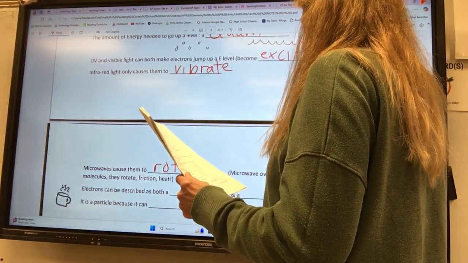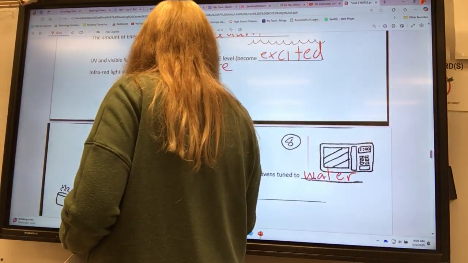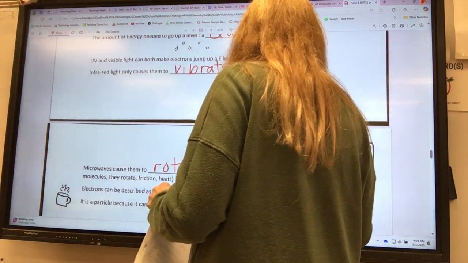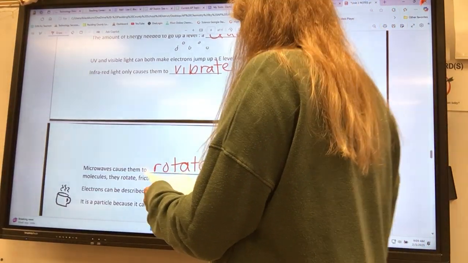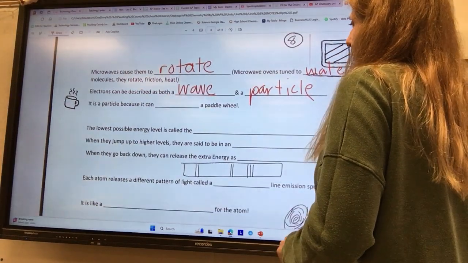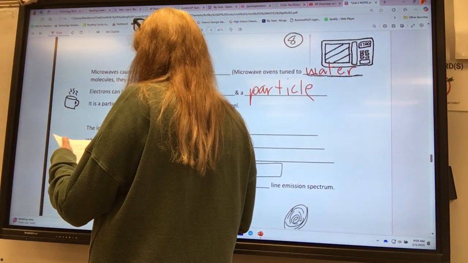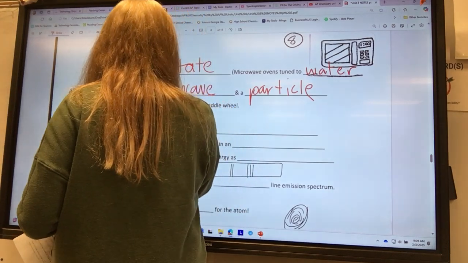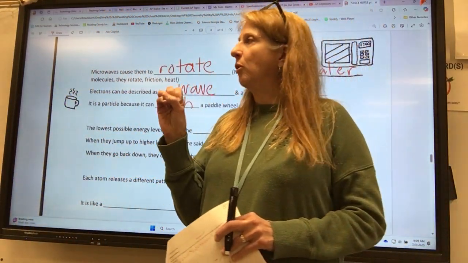So electrons can be, and I've already said this, described as both a wave and a particle. Light can be thought of as a particle also because light can spin a paddle wheel. They can push. And another thing that shows that light is a particle.